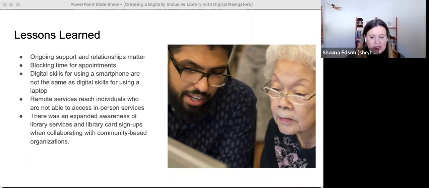We also learned that digital skills for using a smartphone are not the same as digital skills for using a laptop. And what I mean by this is that, so one of our community partner organizations, 85% of folks working with that organization were running small businesses on their smartphones. So it's really challenging to run a whole business on a smartphone.